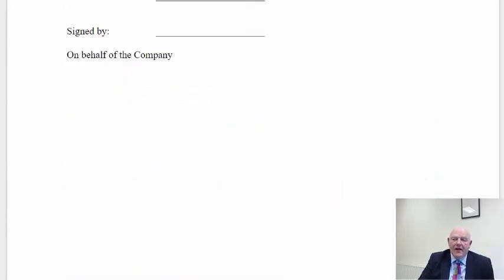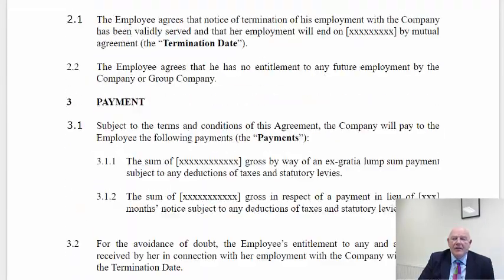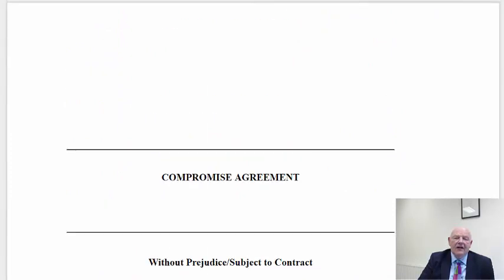That's basically it. Exit package, settlement agreement, negotiated exit, parachute, call it what you like. It's a compromise agreement. It's negotiated between the parties. You do the best thing that you can do. You negotiate the best deal you can. If you're an employee, make sure that you get as much money as you can. Make sure you get tax advice and make sure you get a reference.